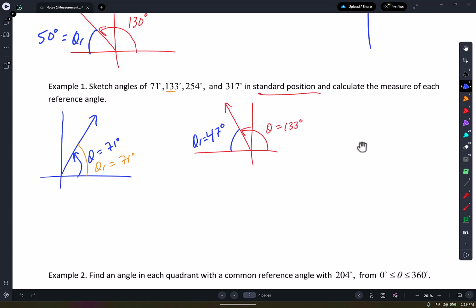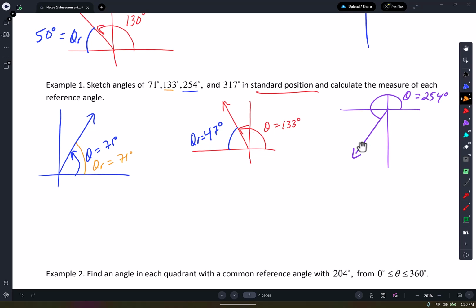Okay, here we go. I'm going to do 254. 254 is in what quadrant? 3, because it's between 180 and 270. So here we go. I'm going to exaggerate quadrant 3. Here's how I exaggerate quadrant 3. And I'm going to go, bam, like that. See? Theta equals 254 degrees. And I'll slow down. The reference angle is this one.